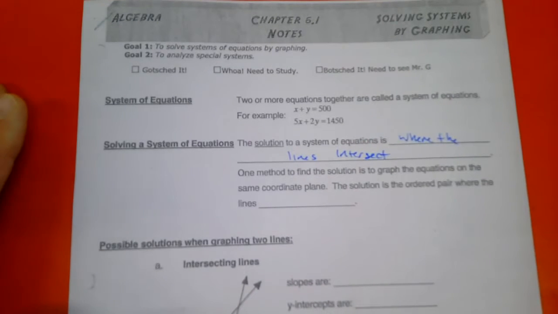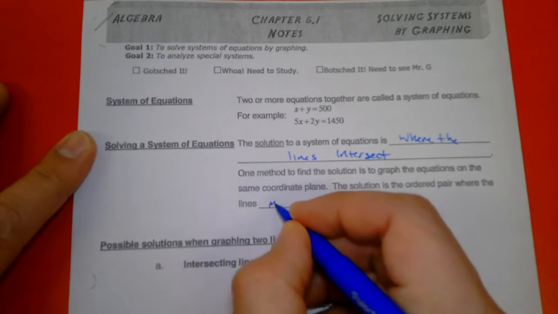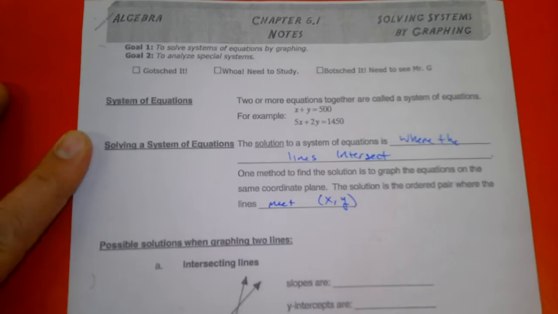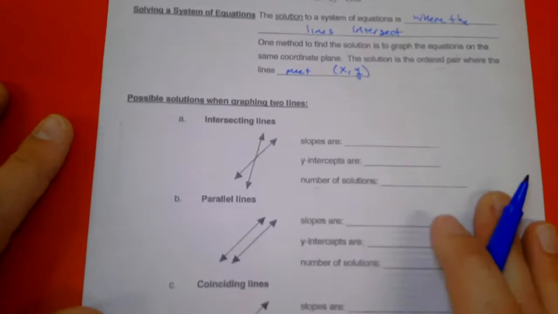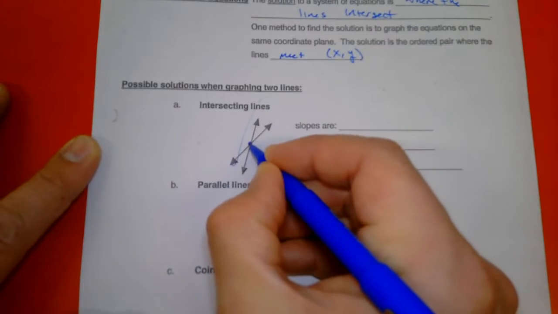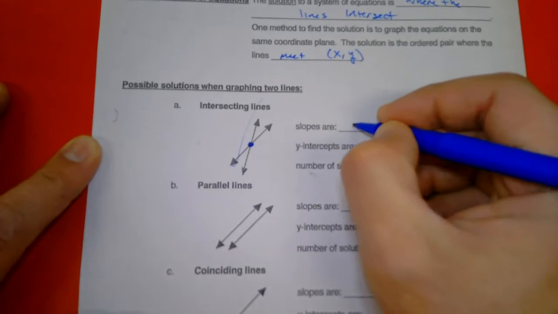One method to find the solution is to graph the equations on the same coordinate plane. The solution is an ordered pair where the lines meet or intersect, and that's going to be an x comma y. So we're going to graph some lines here. You might see lines that intersect just like here. And we're going to see that these might have the same slope or different slope. I don't know. Let's see.